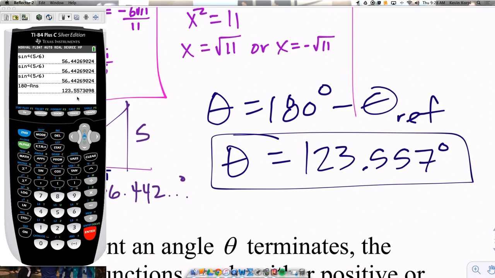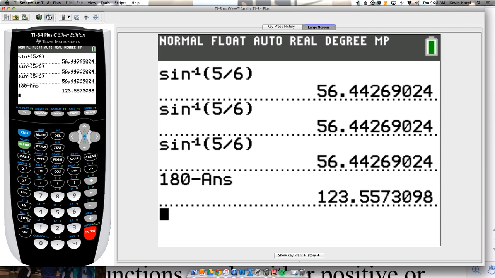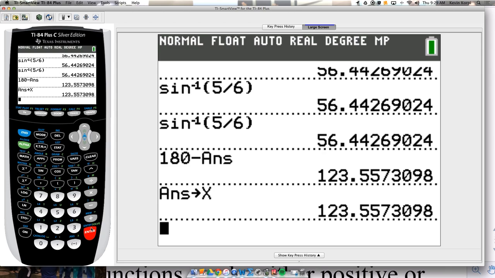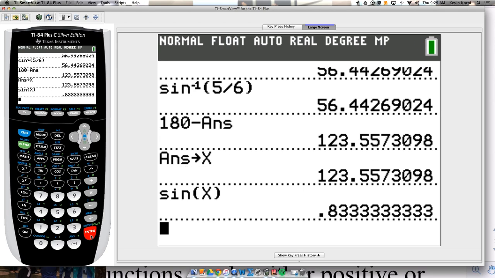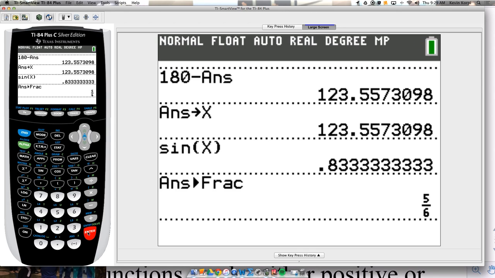There you go. Now, here's a good way to check ourselves. I'm going to store that answer as X. If you hit STO right above the ON button, it'll say answer, convert it to X. You hit enter, there it is. Let's verify. Let's see what the sine of that angle is, because that's not the one the calculator gave me. We found that one on our own. It's 0.8333333333333, which if you hit math, enter, enter, gives you 5/6. What does that mean? That means the calculator is as smart as we are. Yeah, we got it right.